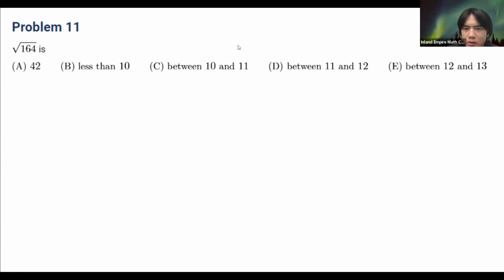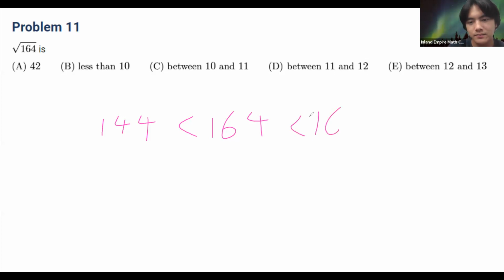And the way you would solve this is to compare 164 to a perfect square below it and the perfect square above it, right? So in other words, what you want to do is this. You want to look at 144 because that's the square of 12, right? 12 squared is 144, and that's less than 164. And the perfect square that's immediately above 164 is 169.